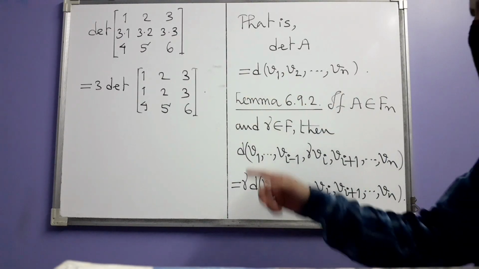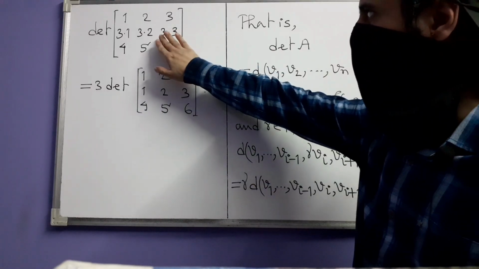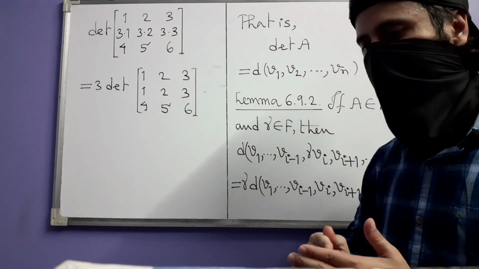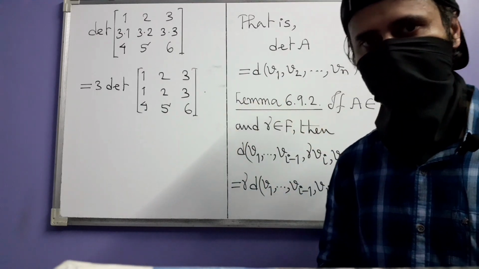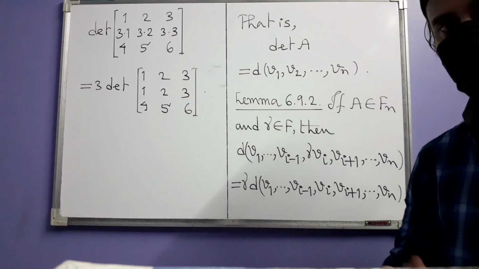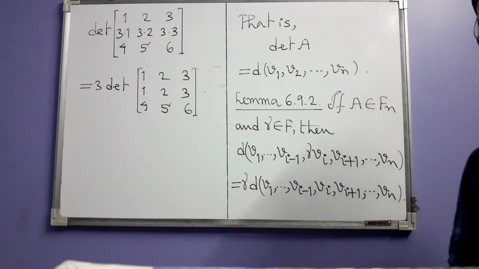So that's how you can simplify the calculation of determinant if you happen to have a row in which all the entries are multiples of something common. That something common you can take outside. So that will reduce the size of the numbers and it will be easier to calculate determinant. So that is your lemma 692.